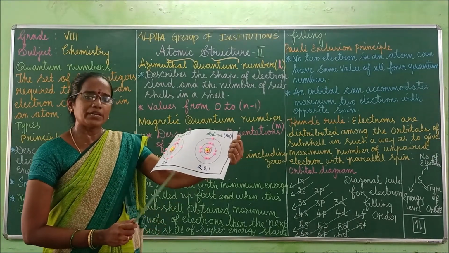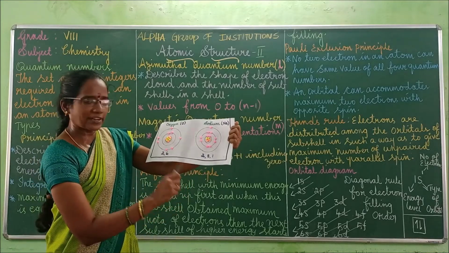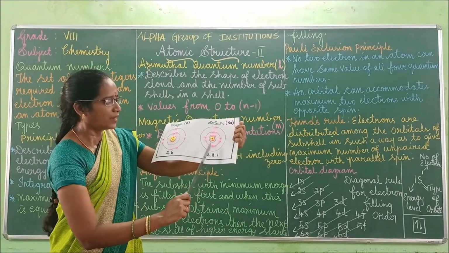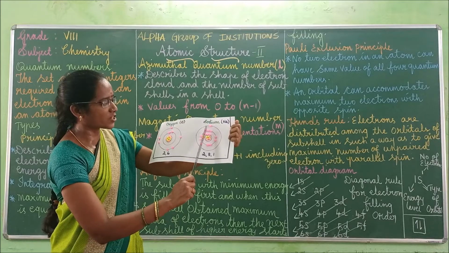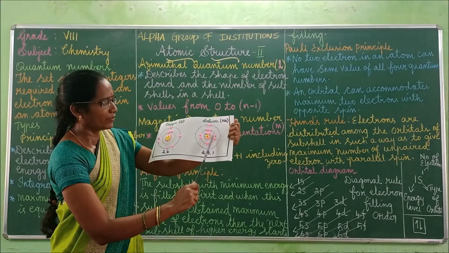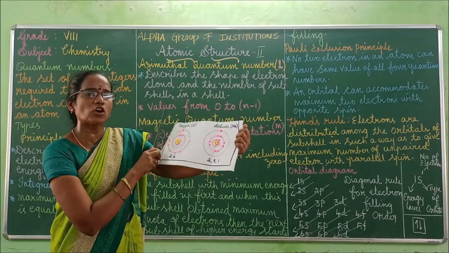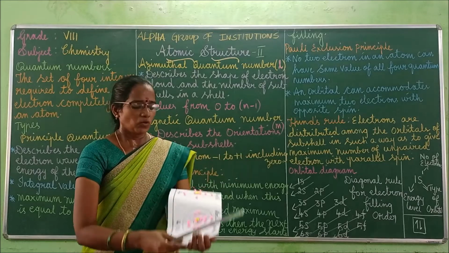Next, we can move to sodium element. Sodium atomic number is 11. So in the first orbit, 2 electrons are present. In the second orbit, how many electrons? 8 electrons are present. Count the electrons. 1, 2, 3, 4, 5, 6, 7, 8. And in the outermost orbit, how many electrons are present? It is 1, right?